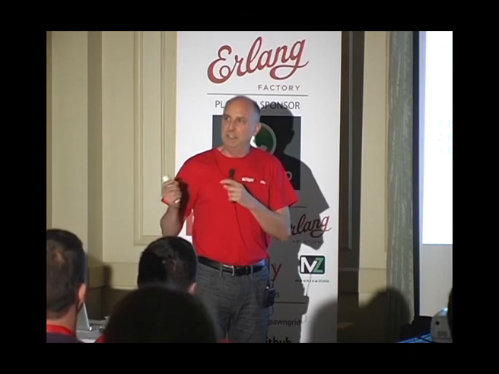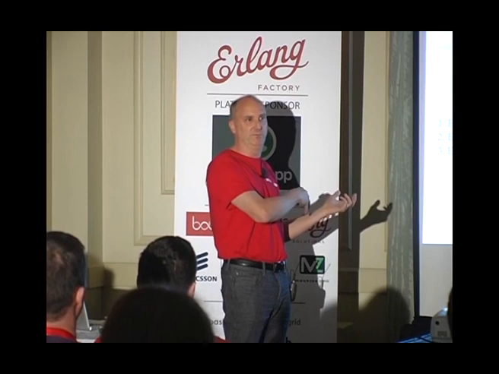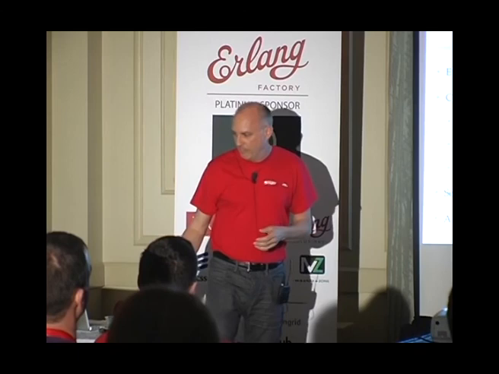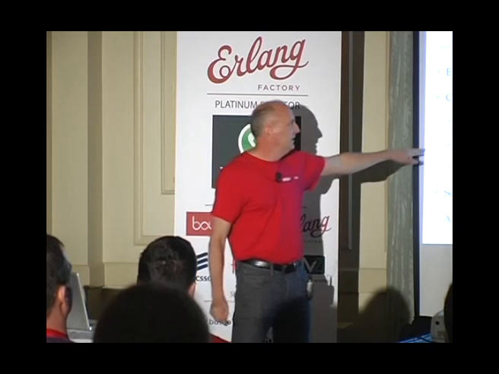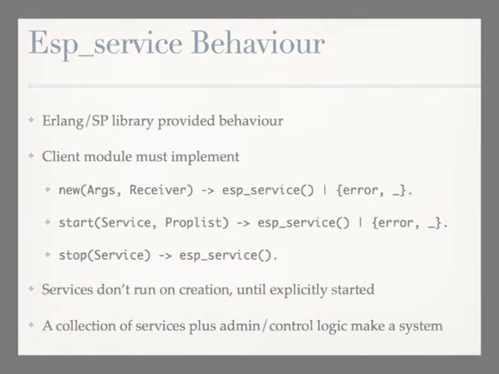There's an open source GitHub. So they did it in a way that uses state and ETS tables. And I did it using Erlang/ESP, eliminating the ETS table to show how that might compare. So in the provided behavior for ESP service, you can create a new service and give it a receiver. So a service, just like a graph, a co-op graph, has a receiver at the other end that can accept the data after it's been processed.